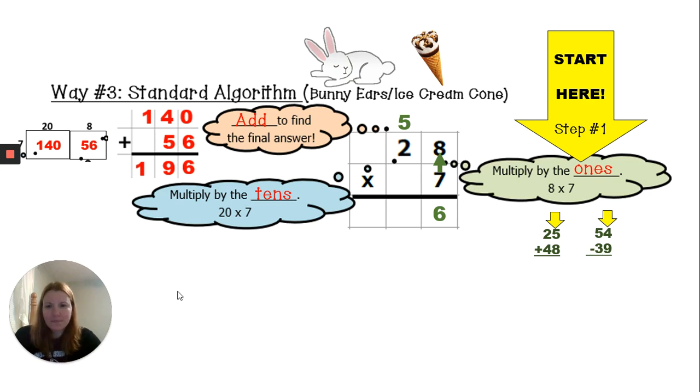That's step 1. Step 2 is going to be to multiply by the tens place. And when we do that, it's that 7 times 2 that we're solving. And of course, we know that 7 times 2 is 14. Now I'm going to go over here and point out that when we did this with the box method, we did 7 times 2 is 14, and we stuck this 0 at the end.